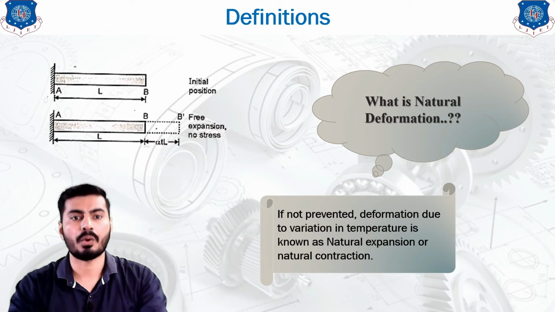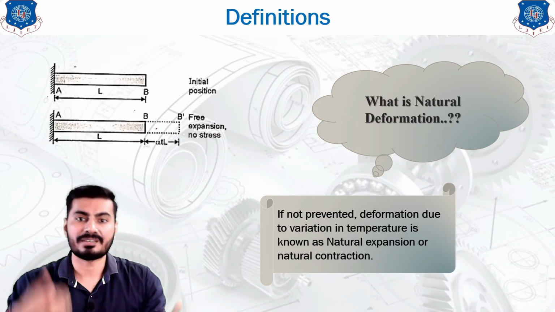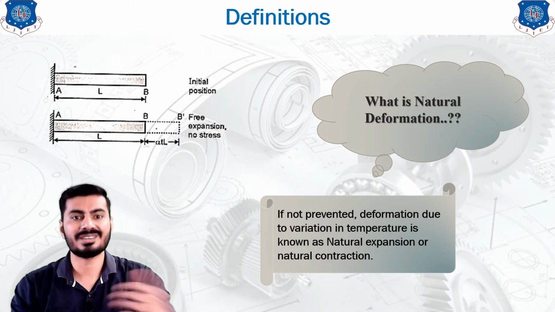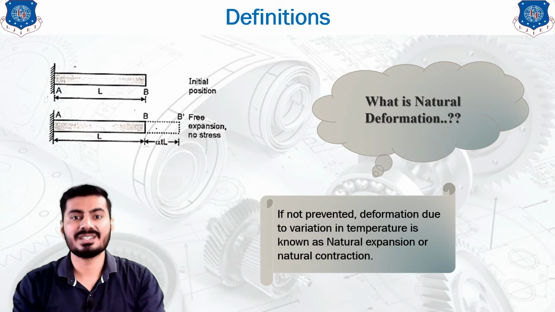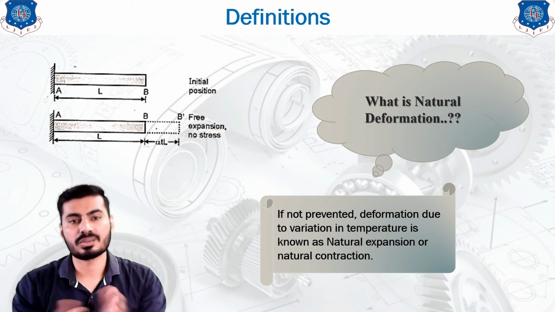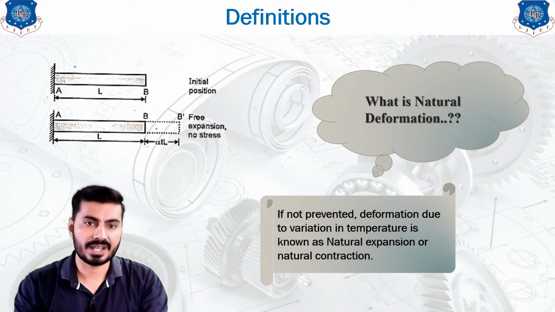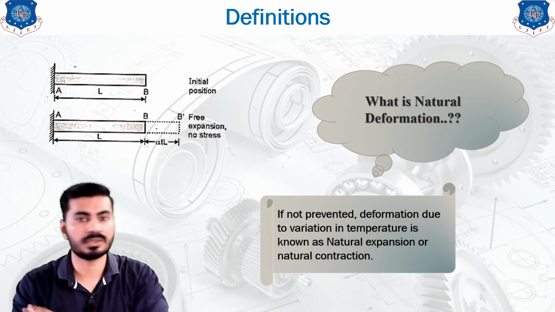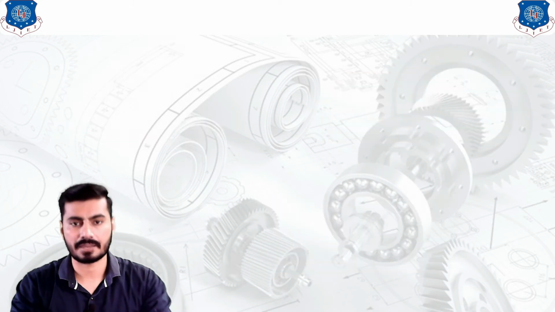But the body tends to expand freely, and due to the variation in the temperature, we have increased the temperature of the body, and that's why the length of the body is increased. So this type of expansion or contraction, both are known as natural deformation. Natural deformation, free expansion, free contraction, both are the same terms. You will see these terms in the entire chapter.